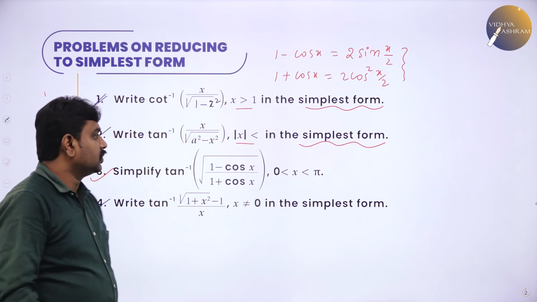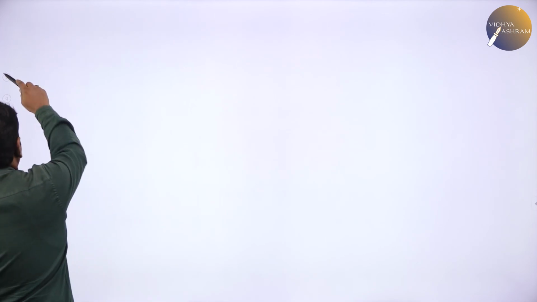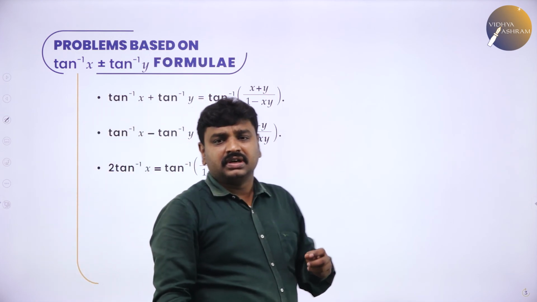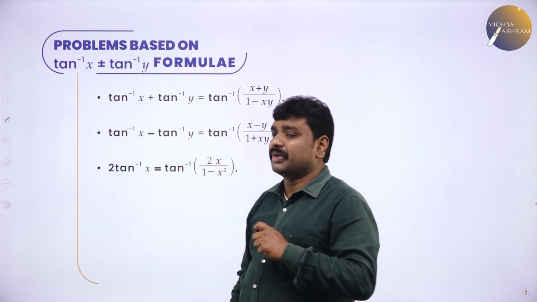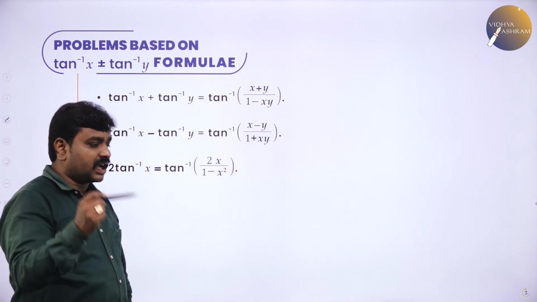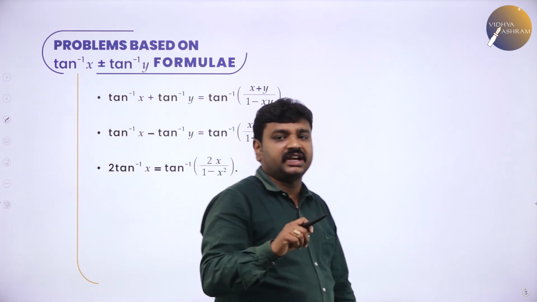Okay, so now we have done problems on simplifying. Now we'll go ahead with tan inverse x plus tan inverse y formats. All of you know the tan compound angle, tan of a plus b. What is tan of a plus b? Tan a plus tan b divided by 1 minus tan a into tan b.